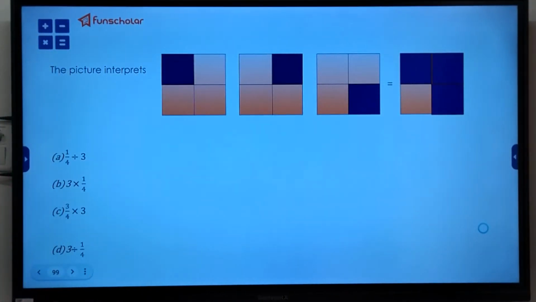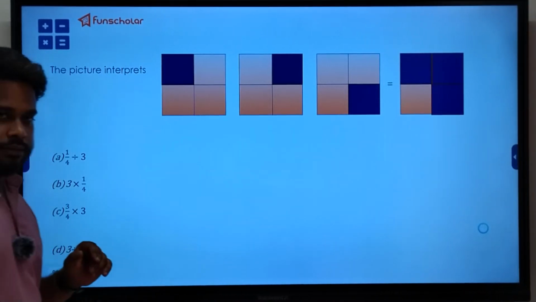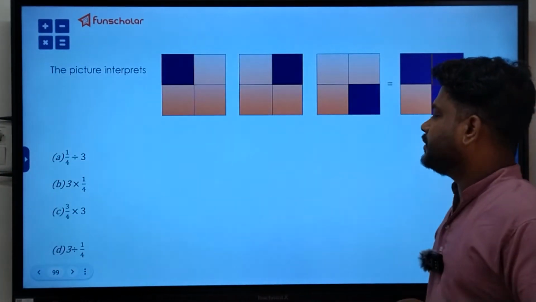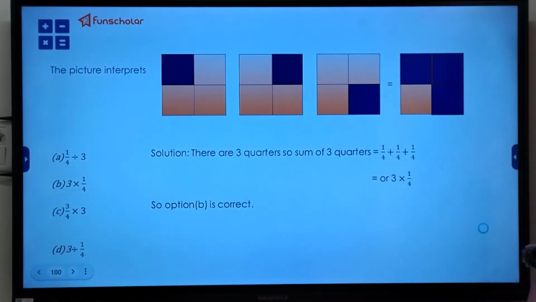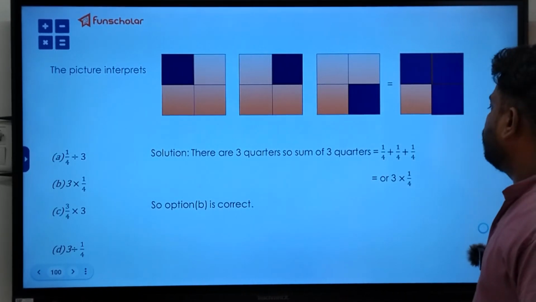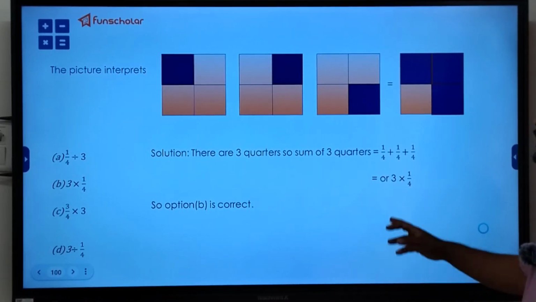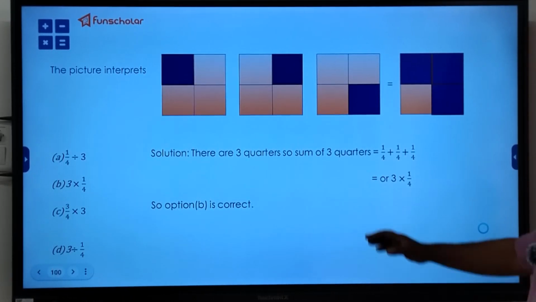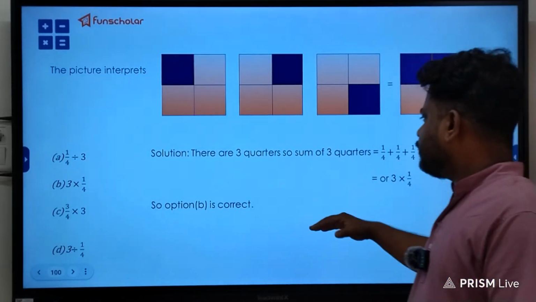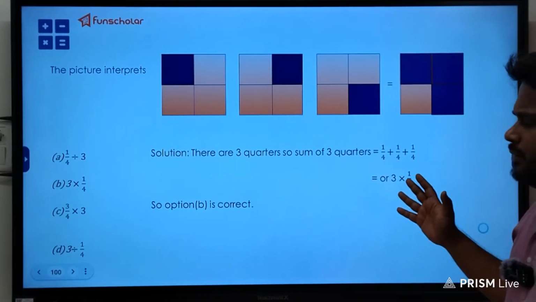Okay, this one is division and we have already done these divisions like this. So go to the next one. There are 3 quarters, so the sum of 3 quarters will be 1/4 plus 1/4 plus 1/4 or 3 into 1/4. So the option is 3 by 4. I mean C will be the correct answer. Okay, no, we have just misplaced it with some other question. This one is an MCQ question. Okay, right.